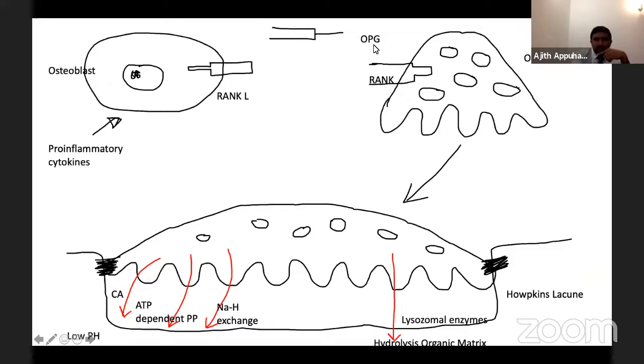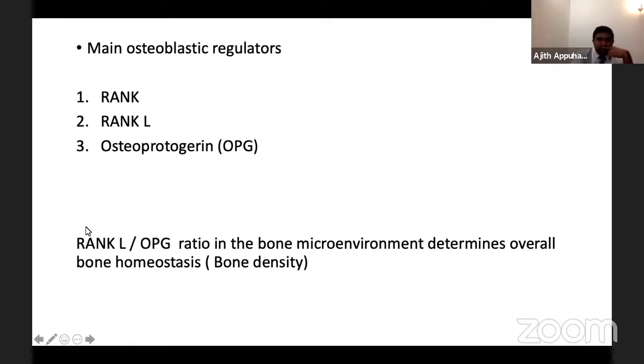At this level, there is another element called osteoprotegerin. This element is more compatible with the RANK ligand, so it competitively binds with the RANK ligand and inhibits RANK binding with RANK ligand. So it's the amount of osteoprotegerin that affects bone homeostasis. That is why the RANK ligand to osteoprotegerin ratio is quite important for the bone microenvironment, because it affects bone density. It is an MCQ.